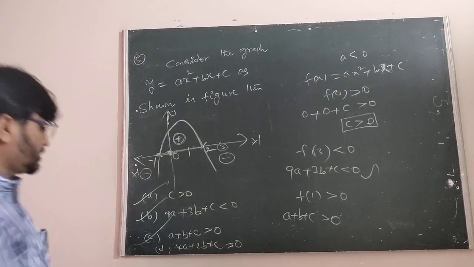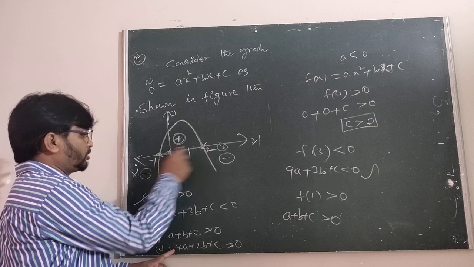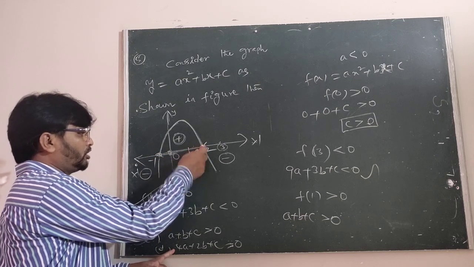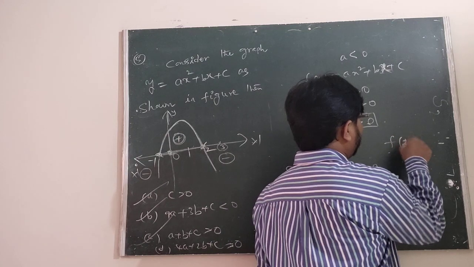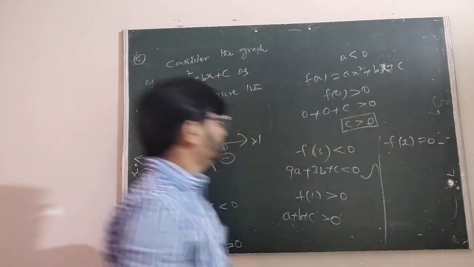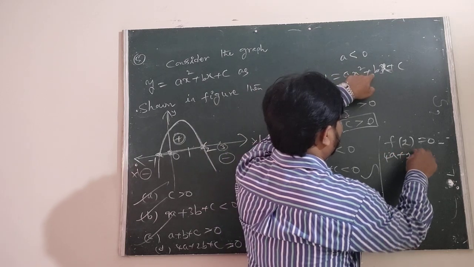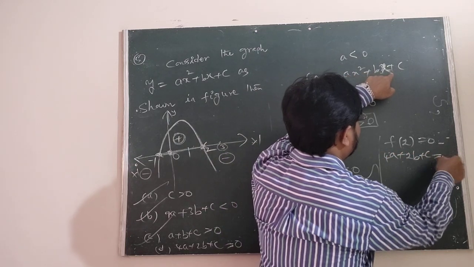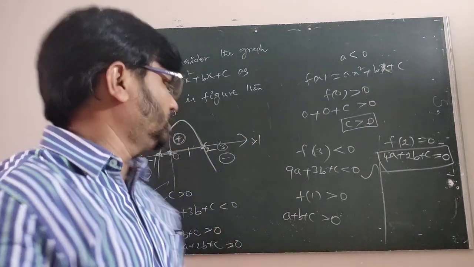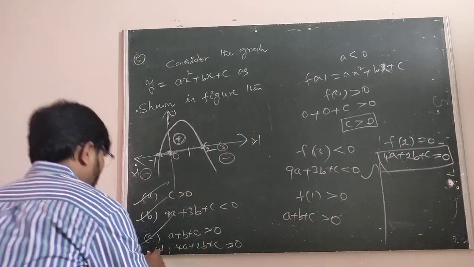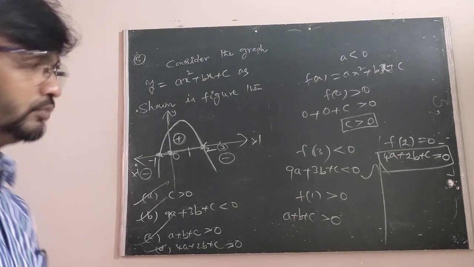Then finally it is 4a plus 2b plus c. 2 is a root and minus 1 is a root. Undoubtedly, f of 2 is 0 and f of minus 1 is 0. Then you can write f of 2 is 0. F of 2 means 4a plus 2b plus c equal to 0. Here what we observe, all 4 options are correct in this question.